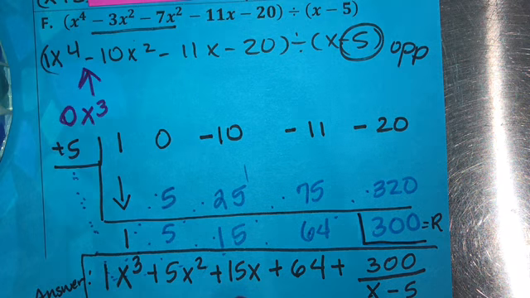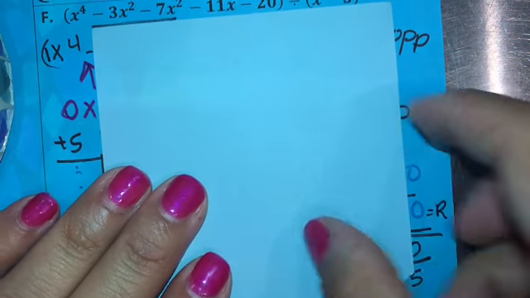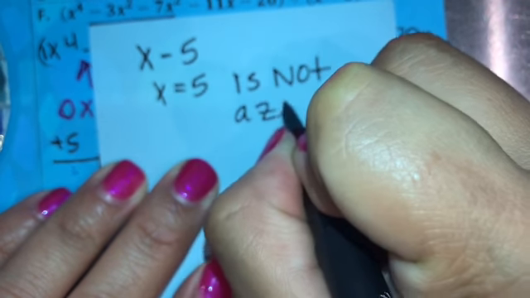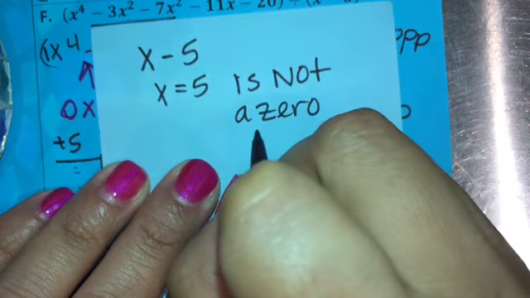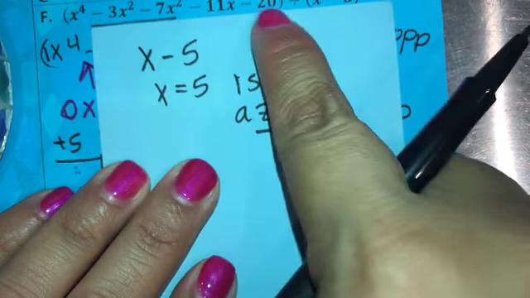Okay, let's talk about this problem a little bit more. Because I have this remainder, we can now say that x minus 5, so x equals 5, is not a 0 of this polynomial right here. Okay?